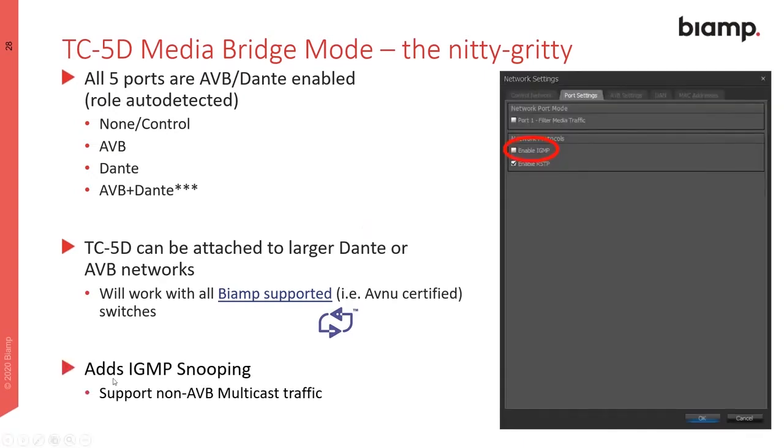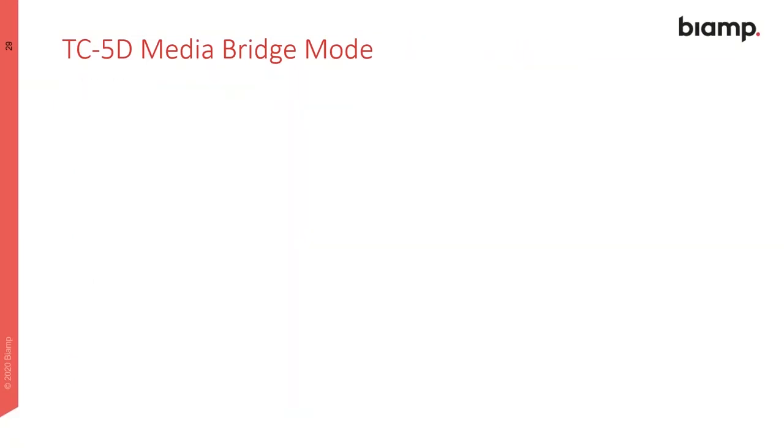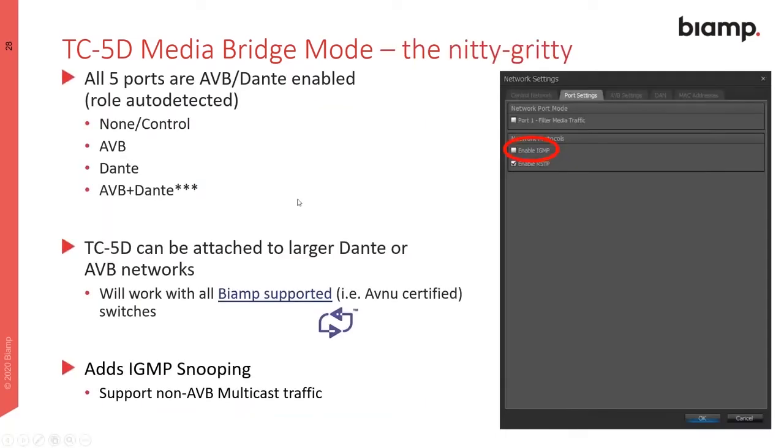Last thing, you can add the IGMP Snooping, which can support non-AVB multicast traffic. As you may know, some of the vendors support multicast traffic. For example, they can run video or audio through multicast IGMP Snooping, like CobraNet, for example. Then you can just enable the IGMP Snooping in those devices.